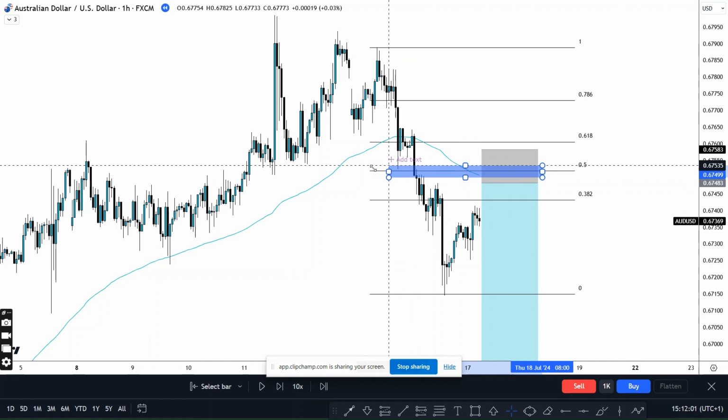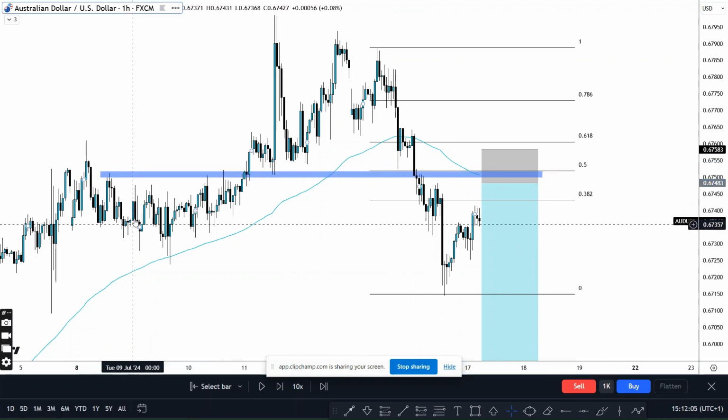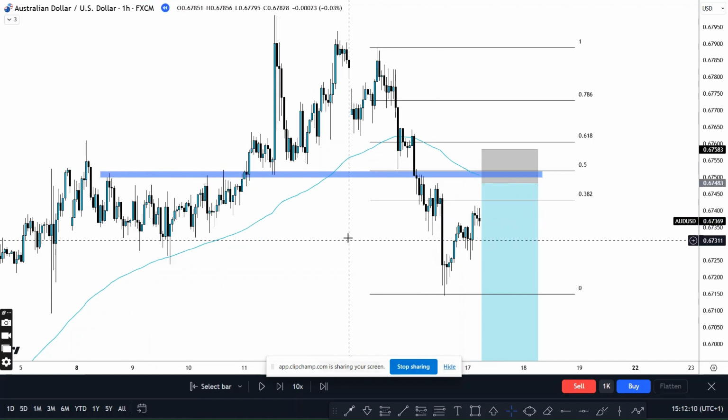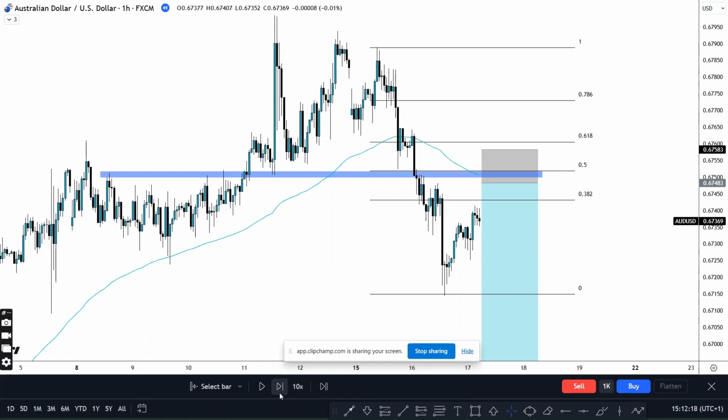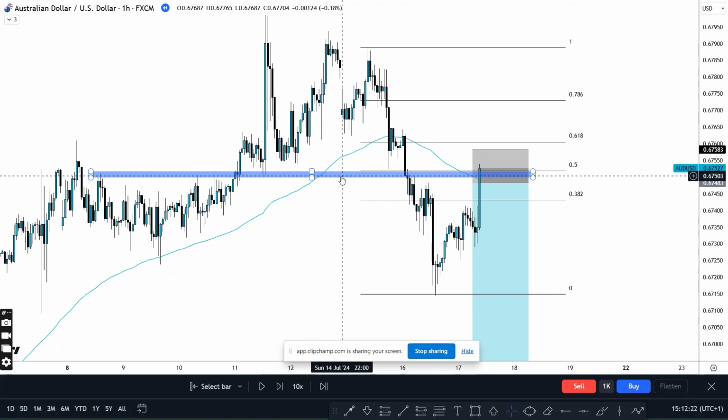0.6750. If you also want to take it one step further, you could say that there's a nice key level here and also a break and retest area. So multiple reasons to get into this position. When I was looking to enter the position, what I'm going to quickly show you is the trade playing out. If I move this, you can see that price came up and tagged me into this position.